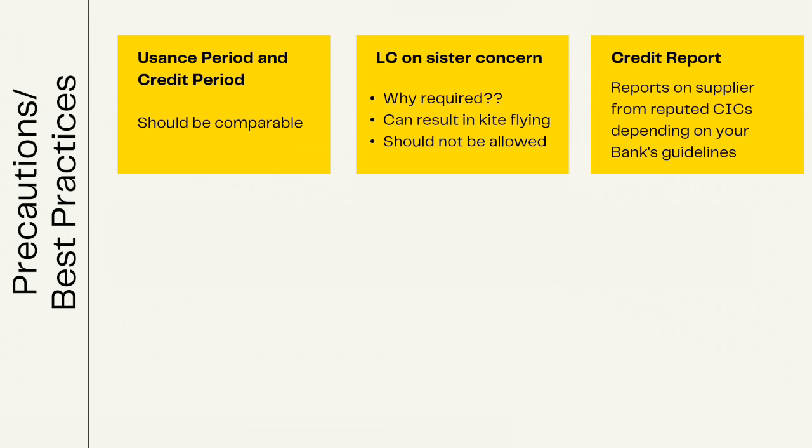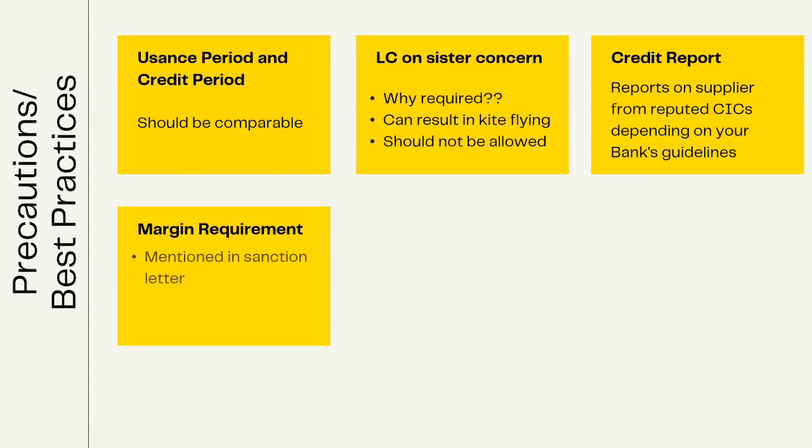Depending on the amount of LC, banks do ask for credit reports on the supplier from the reputed companies like Dun and Bradstreet, etc. Please check your bank's guidelines in this regard and follow it meticulously. The requirement of margin for issuing LCs should also be mentioned in the sanction letter. It usually depends on the track record and the credit rating of the company.